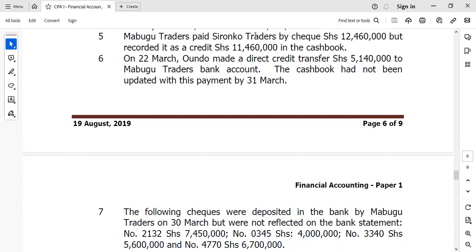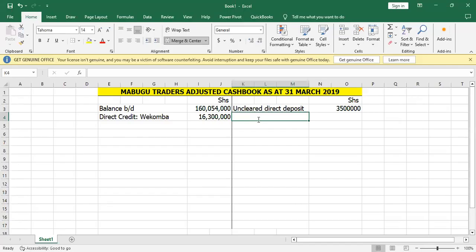Mabugu Traders paid its local traders by check, but recorded it as a credit of shillings 11,460,000 in the cash book. We said we have to credit our adjusted cash book. There was an undercast that was made. So this is an undercast in the cash book.